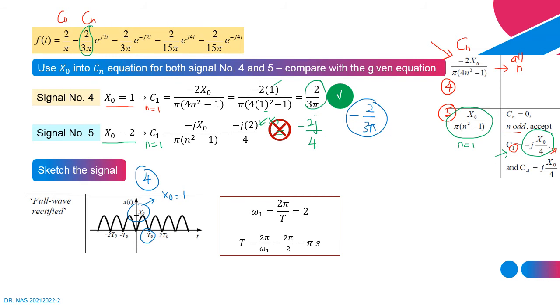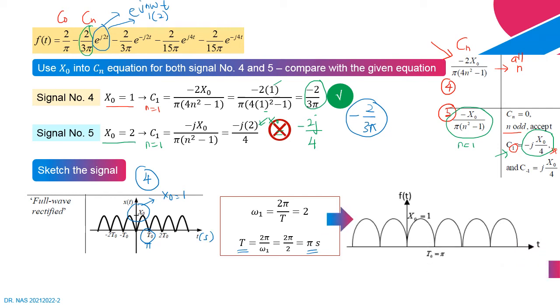you need to calculate from the omega. So from this equation, so this is e to the j omega t. Okay, so n in this case equal to 1. So your omega 1 equal to 2. So here your n equal to 1, so your omega equal to 2. So from this omega you can calculate your t, which is equal to pi second. So here you have pi, the unit is second.